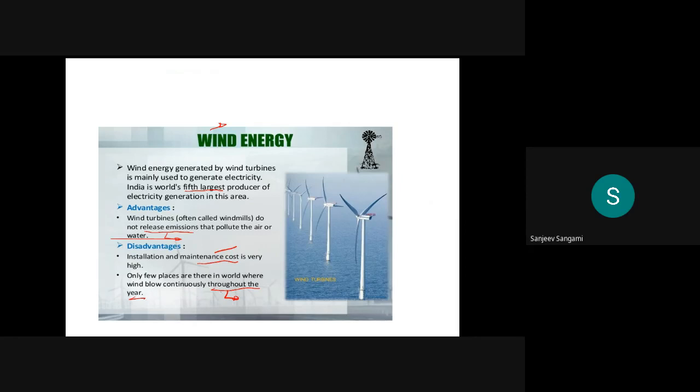In the examination, they will mainly ask you to list the renewable energy sources and highlight the advantages and disadvantages. If they ask, you have to write point-wise.